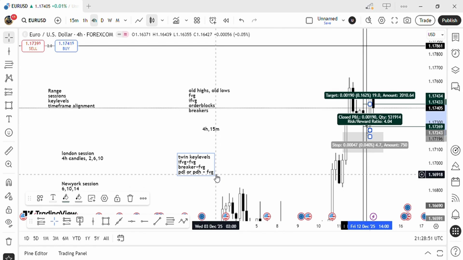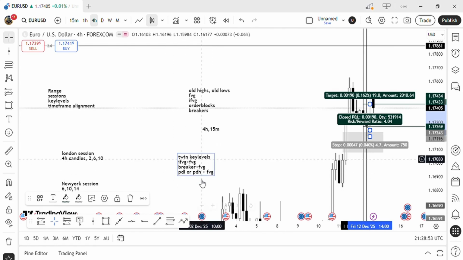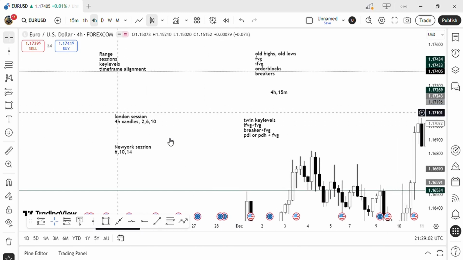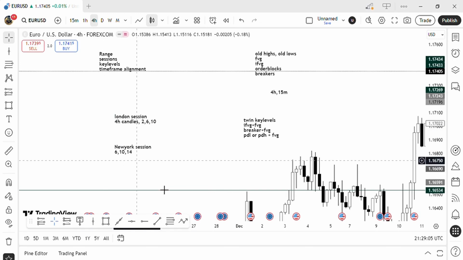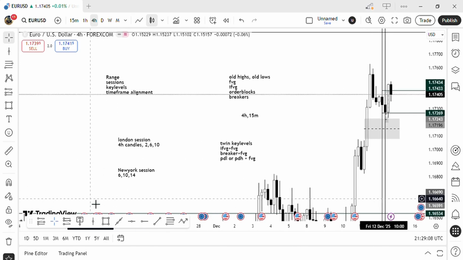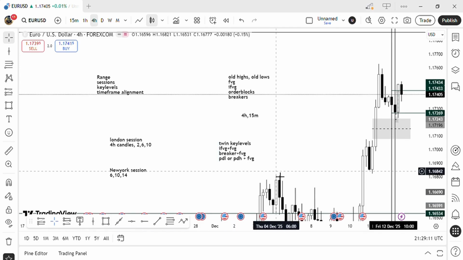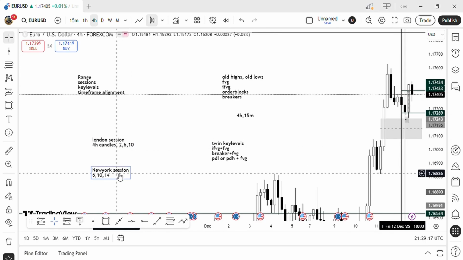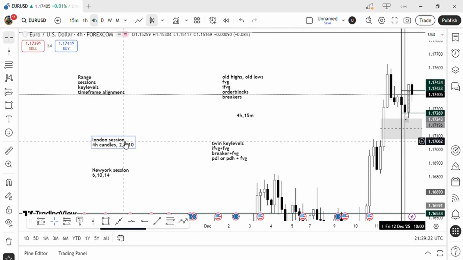Let me give you a hint. Out of all the twin key levels, my favorite is the inverted fair value gap plus fair value gap. It works like magic. Take note of your London session candles and your New York session candles, to be able to catch the trade in the volatile period of the market. This example was for the London session. Making use of the right candles, you could literally catch the same kind of model, the same trade, during the New York session, provided the criteria are formed.